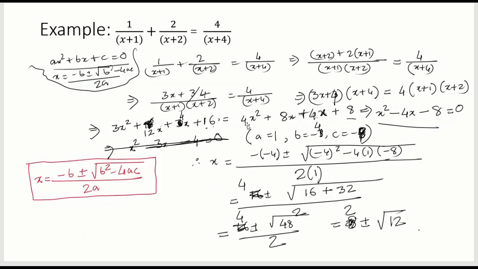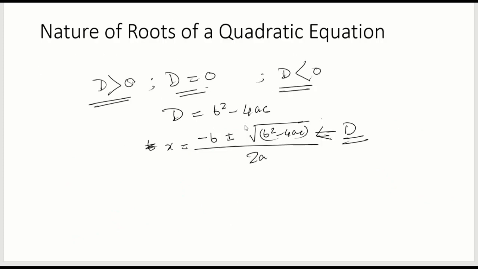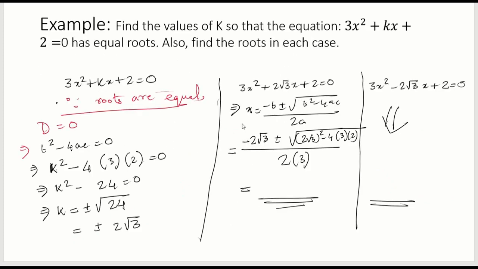Then we solved a problem here. We expressed it as ax squared plus bx plus c, and from there we found the value of x through that formula. So this is the nature of the roots, and here we have the problem where we found the value of k first, and then from there we found the roots of the quadratic equation. So yeah, we are at the end of our presentation.